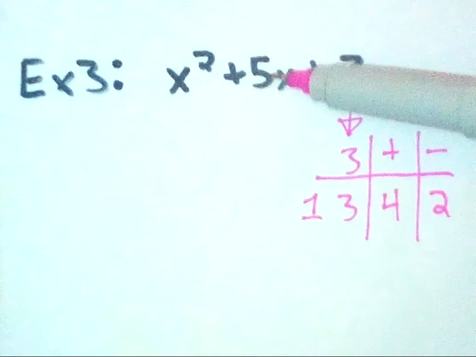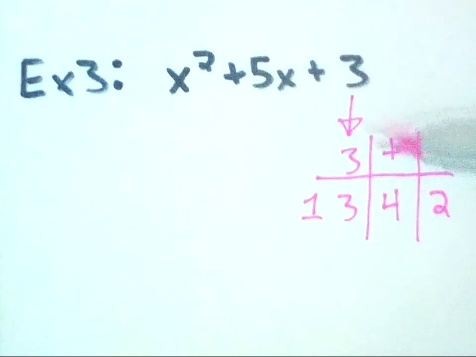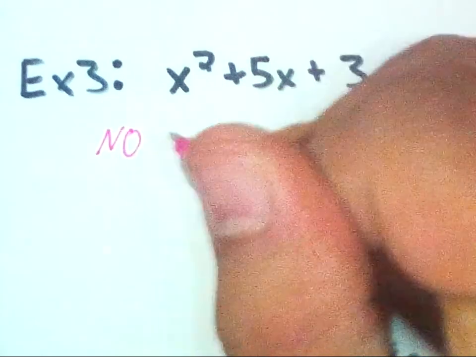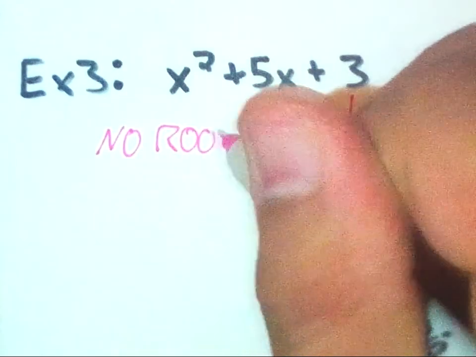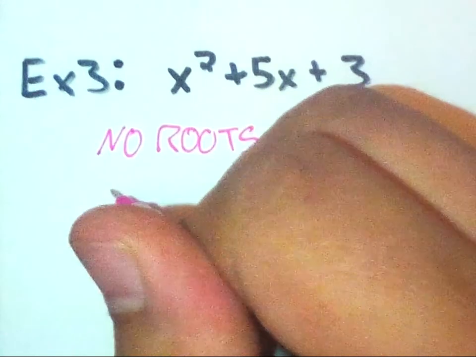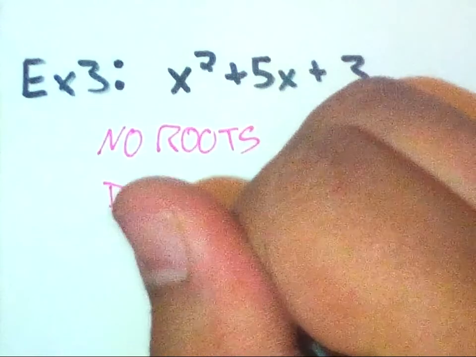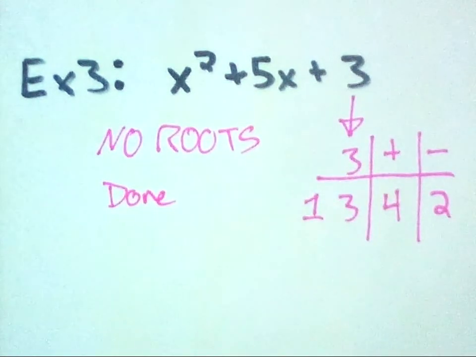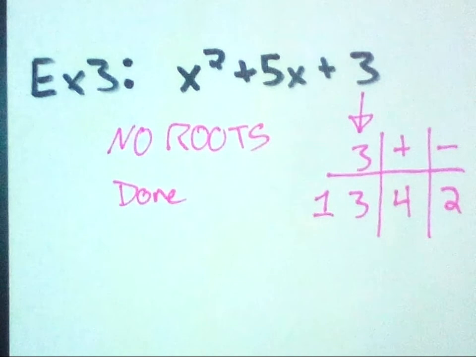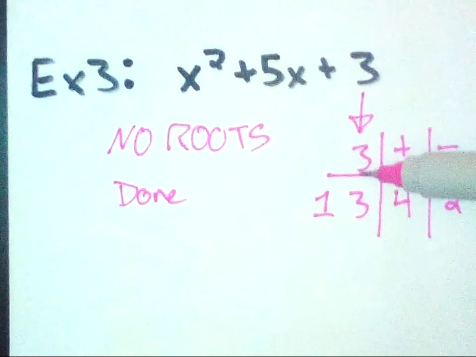But we needed 5. When this happens, this means that the problem has no roots, and you're done. You don't have to proceed further. This happens roughly 5% of the time, but you need to be aware that it is possible. If you cannot factor this number on the end here and produce the number in the middle, then it has no roots.